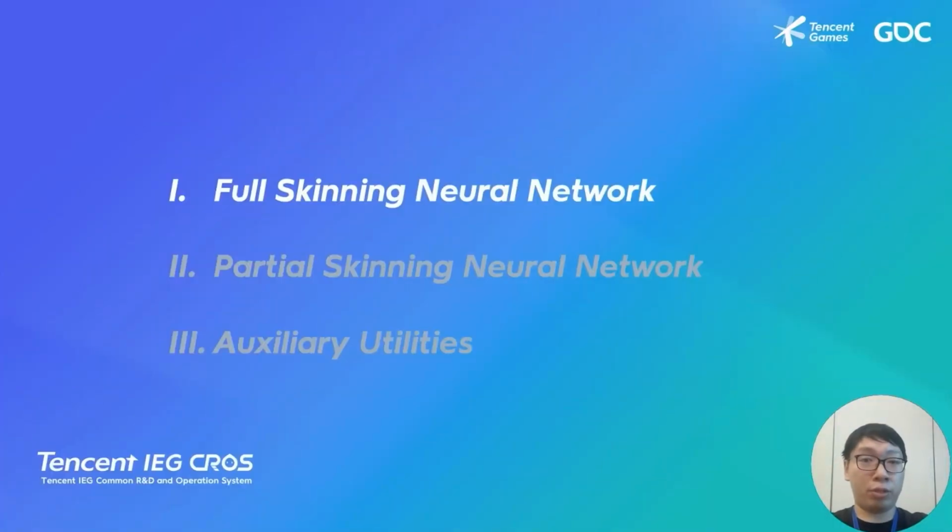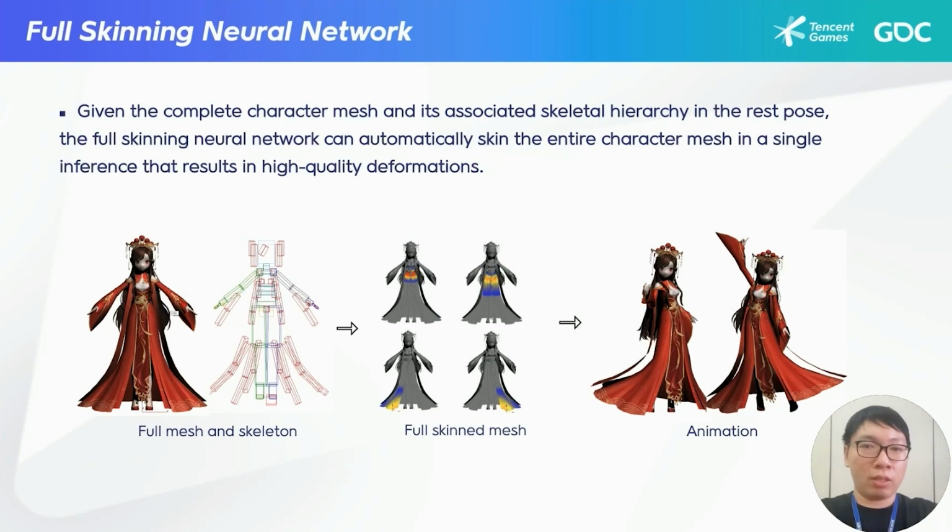First, let me introduce the full skinning neural network. The full skinning neural network aims to skin the entire mesh in an end-to-end manner. Given the entire mesh and its associated skeletal hierarchy in the rest pose, the full skinning neural network can automatically skin the entire mesh in a single inference that results in high-quality deformations.